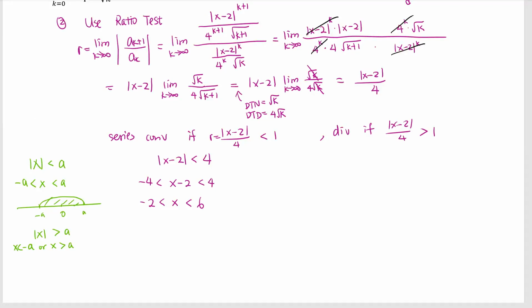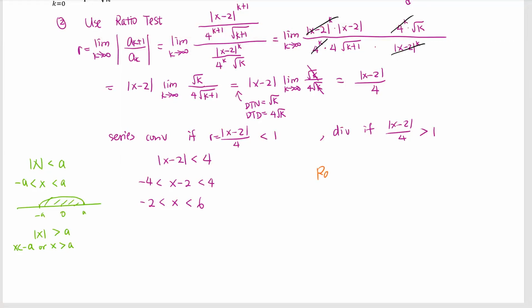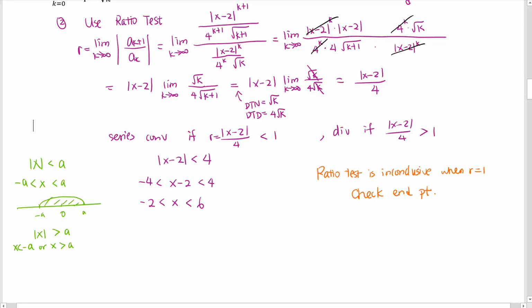However, remember the ratio test is inconclusive when r equals 1. That's why you have to check the endpoints. We cannot stop here and say the interval of convergence is this. No, we haven't checked the endpoints. So the last step is to check the endpoints.